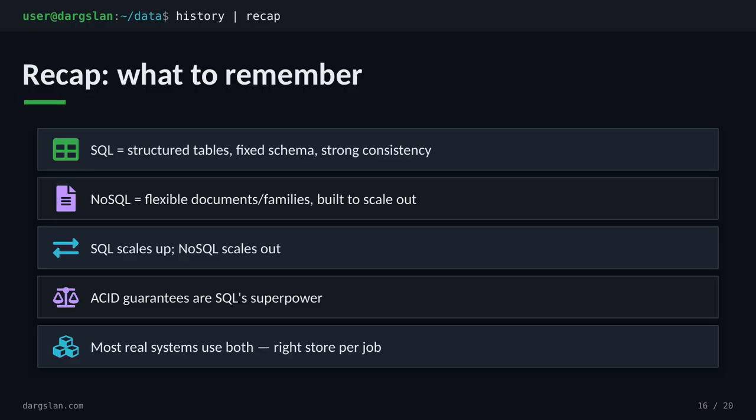So before we move on, let's pull the key ideas together. SQL gives you structured tables with a fixed schema and strong consistency, while NoSQL trades some of that rigidity for flexible documents or column families designed to scale out across many machines. Remember the shape of growth. SQL traditionally scales up with bigger hardware. NoSQL scales out by adding nodes, and ACID guarantees remain SQL's real superpower. In practice, most production systems blend both, picking the right store for each job.